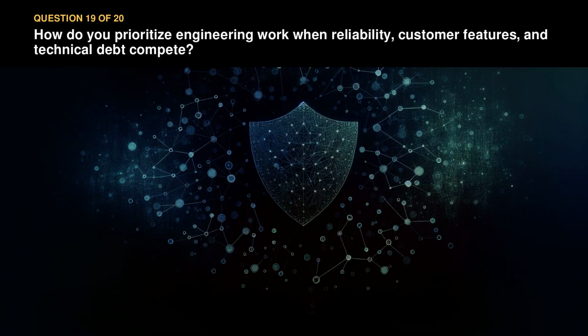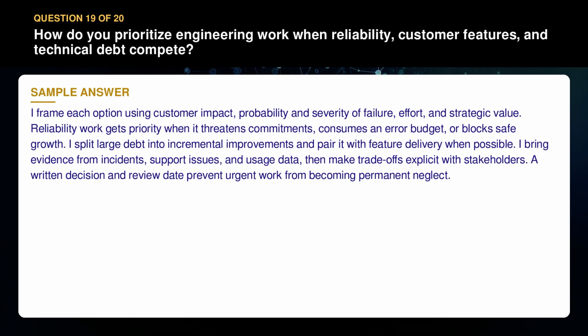Question 19. How do you prioritize engineering work when reliability, customer features, and technical debt compete? I frame each option using customer impact, probability and severity of failure, effort, and strategic value. Reliability work gets priority when it threatens commitments, consumes an error budget, or blocks safe growth. I split large debt into incremental improvements and pair it with feature delivery when possible. I bring evidence from incidents, support issues, and usage data, then make trade-offs explicit with stakeholders.